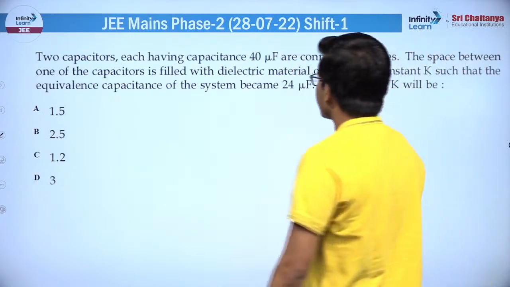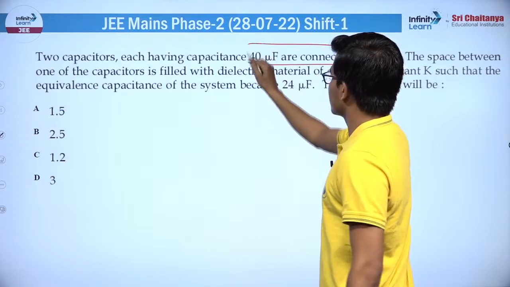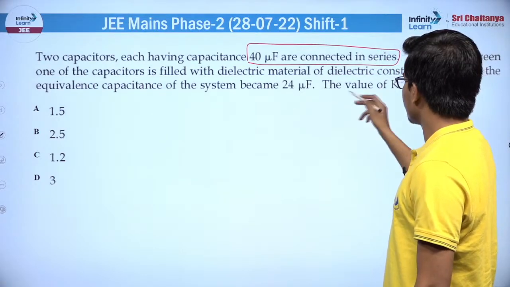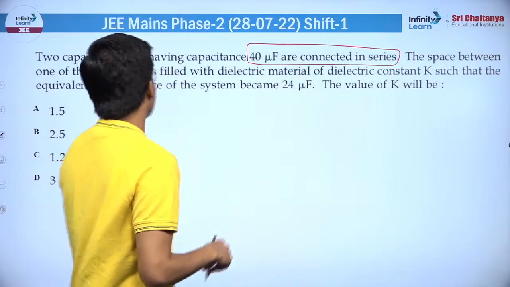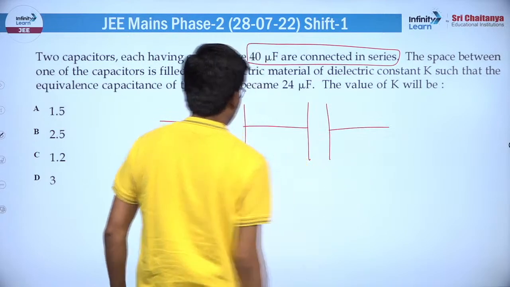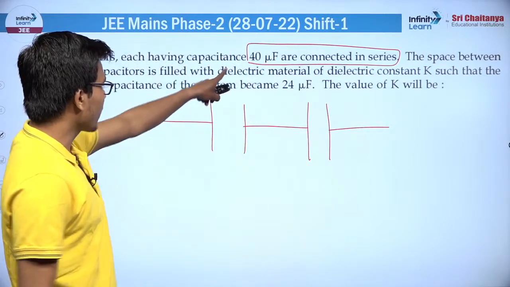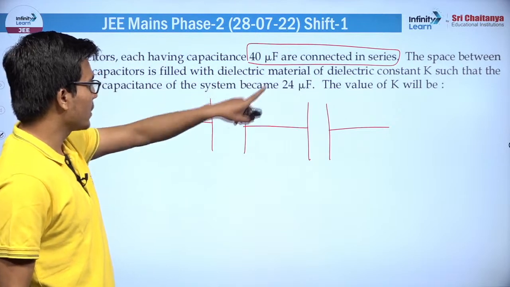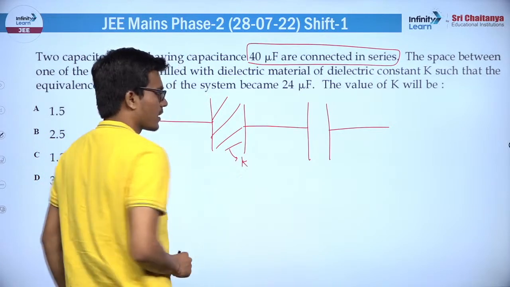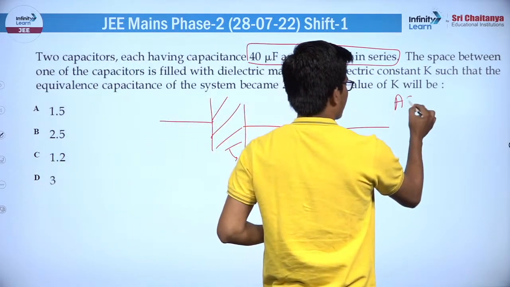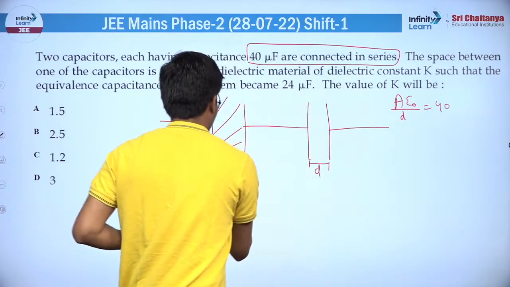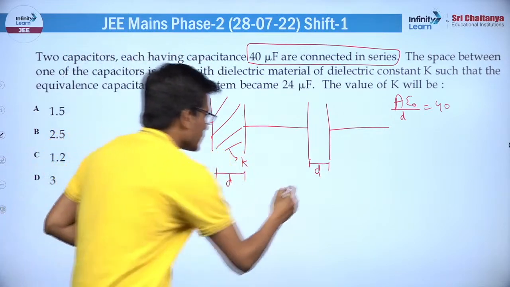Two capacitors each having capacitance 40 microfarad are connected in series. Alright, the space between one of the capacitors is filled with a dielectric material of dielectric constant K such that the equivalent capacitance of the system becomes 24 microfarad. So you have two capacitors, both having 40 microfarad in air. The space between one of the capacitors is filled with a dielectric of dielectric constant K. And it is given in the question that A epsilon naught by d is 40. Both have the same d, right? All right.